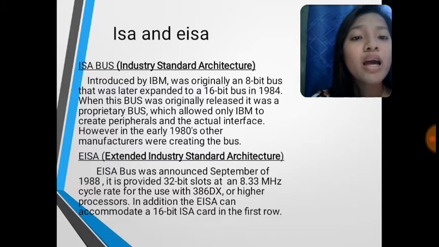EISA bus, Extended Industry Standard Architecture, was announced in September of 1988. It provided 32-bit slots and an 8.3 cycle rate for use with 386DX or higher processors.